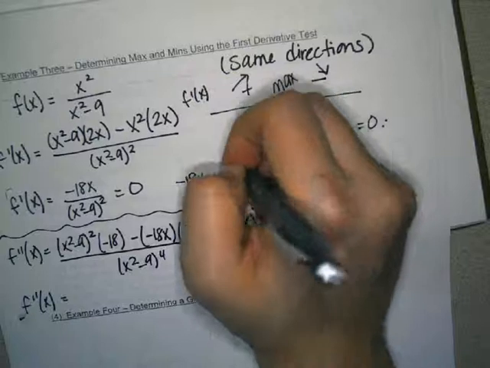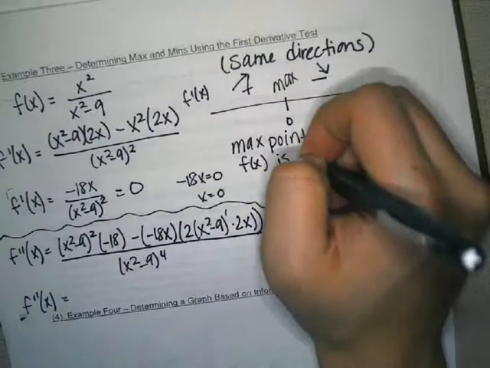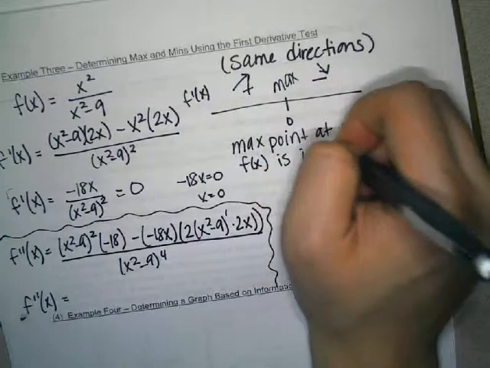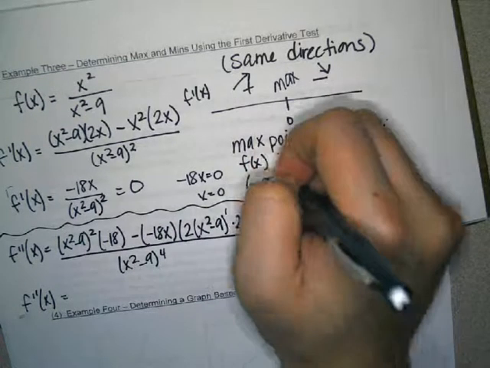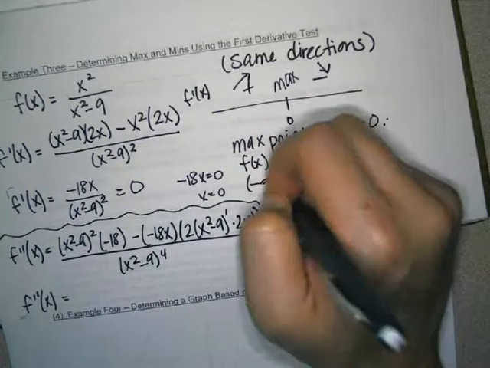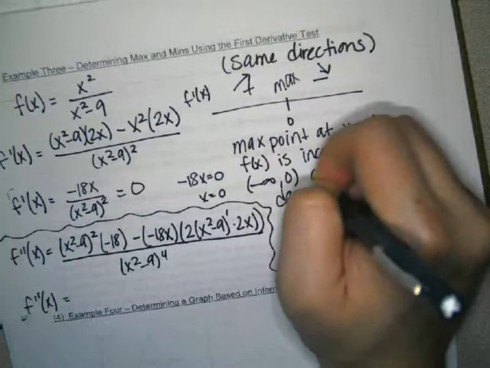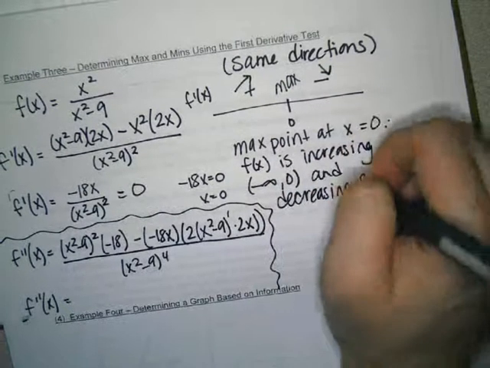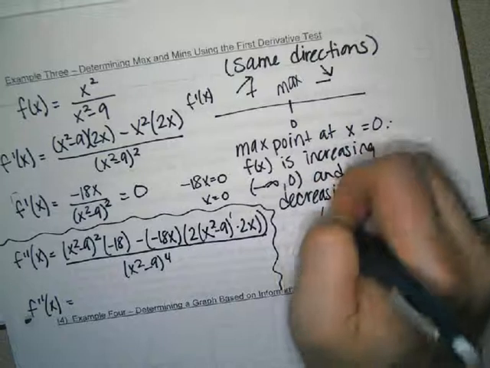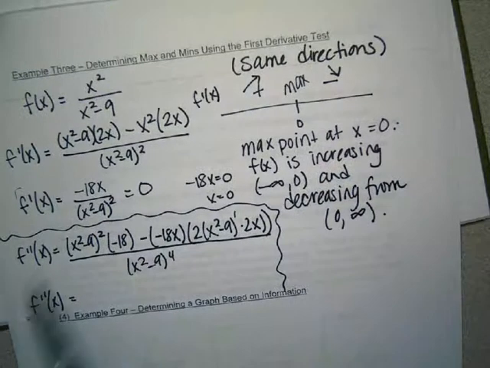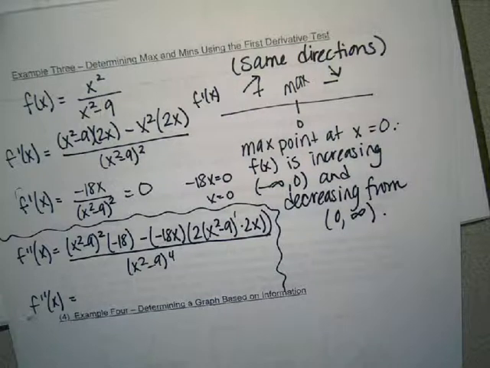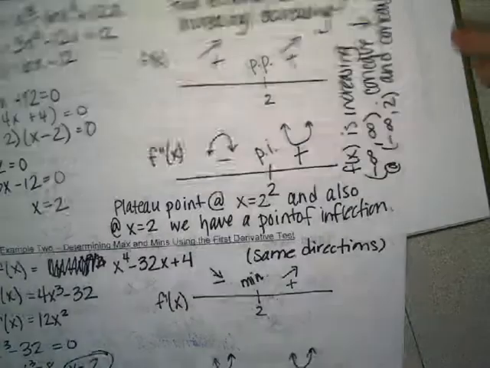and f of x is increasing from negative infinity to 0 and decreasing from 0 to infinity. And we'll revisit this one. I'll clean it up a bit, and then we'll do it for a review. Okay, so that's D9, and our last standard for this unit.